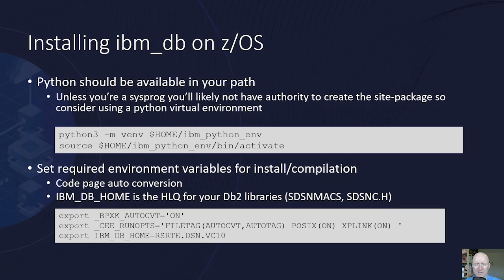In addition, you need some environment variables set up. First, you need the automatic character set conversion turned on. Then there are some specific Language Environment run options, POSIX, and also more auto conversion. And then similar to when you're installing on a distributed platform, you need to tell us where the ODBC drivers are, the macros and the headers, and so you can supply the high-level qualifier for your DB2 installation.